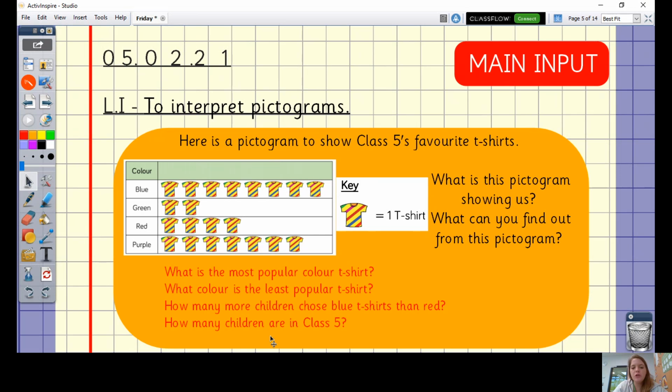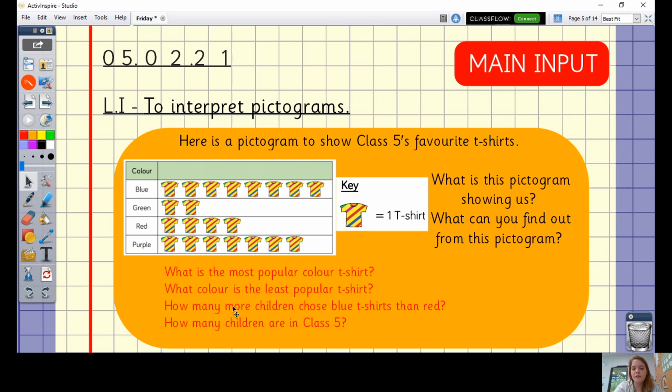I've just got 4 questions which we're going to go through slowly now. I'll read them all out to you and then you can take some time to pause the screen and have a go at answering each of them in full sentences. The first question is, what is the most popular colour t-shirt? Which one is the most popular means which one has the highest number, the highest total. Then, what colour is the least popular? Which one has the lowest number, the lowest total?